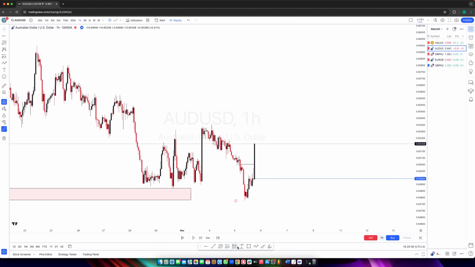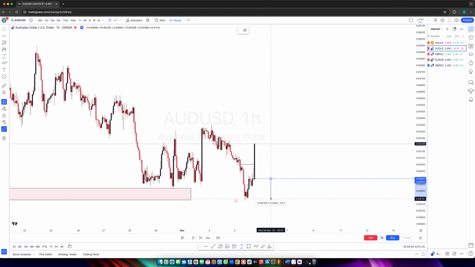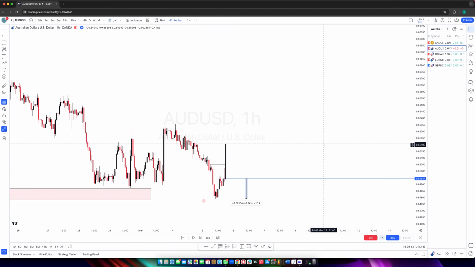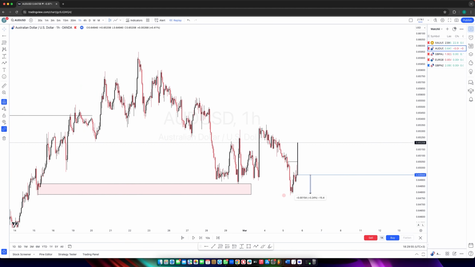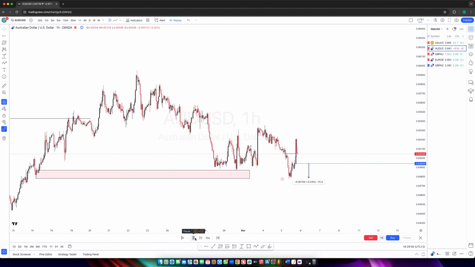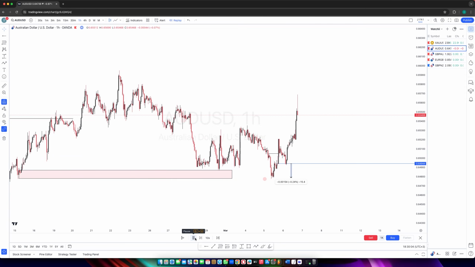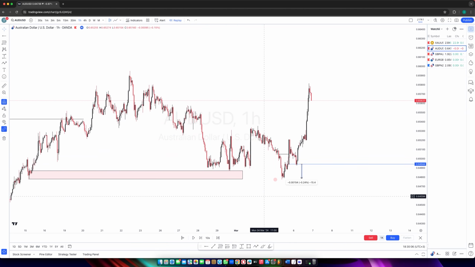So here is where you can put your entry, and let's see how many stop losses. You can see it's all 15 pips. If you put 15 pips at this point up, there is where you can take your buy. So let's see how the price reacted. You can see the price reacted and then goes up.